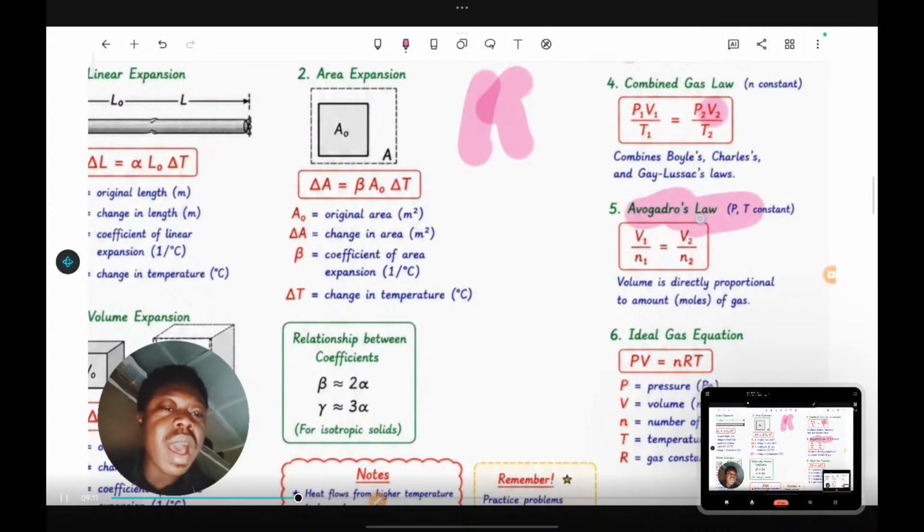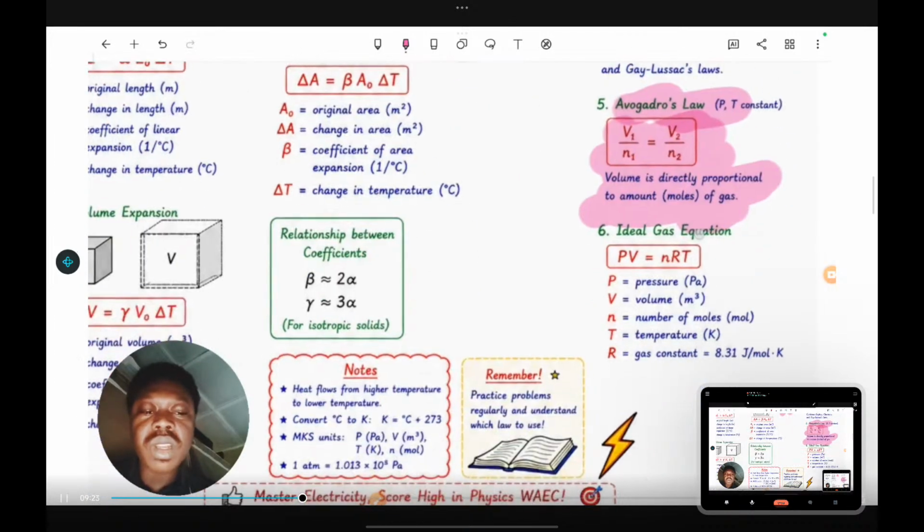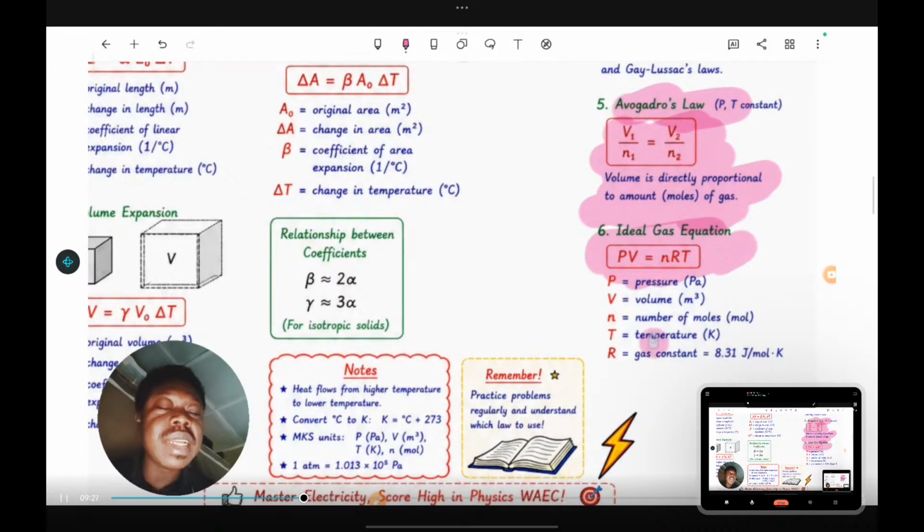Then for Avogadro's law, we have V1 over N1 equals V2 over N2, right? Then volume is directly proportional to the amount of moles of gas. Please take note of all this. Then the ideal gas law, PV equals nRT. These are basic formulas you need to understand.